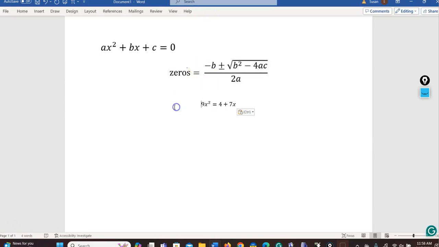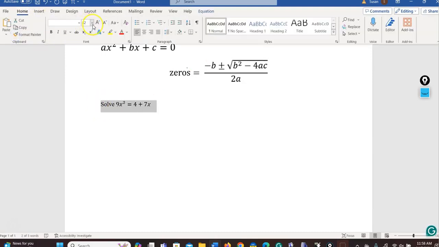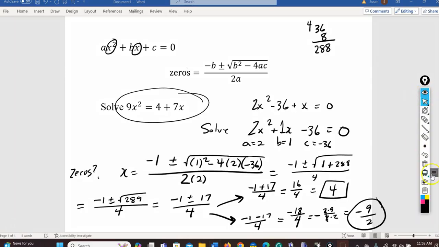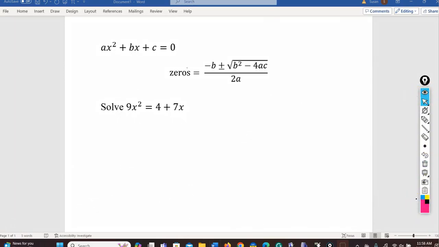Let's solve that one. And let's blow that up so you can see it. Okay, so again, if I'm going to use the quadratic formula, or if I'm going to factor it, I need to get everything all on one side. So what I would do for this one is I would want the right-hand side to be 0. So I'm going to subtract 4 from both sides. And I'm going to subtract 7x from both sides.